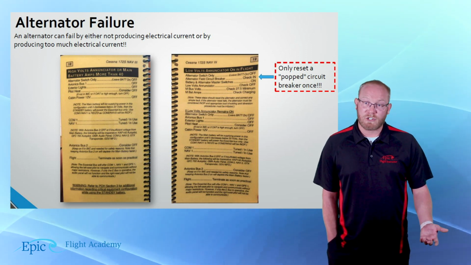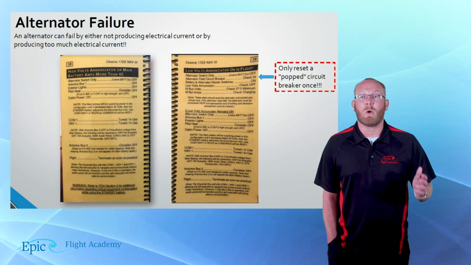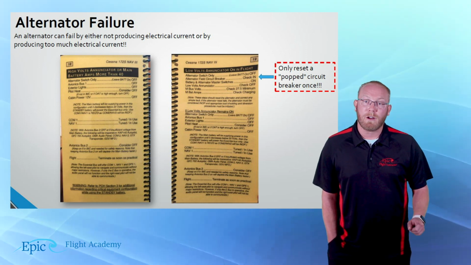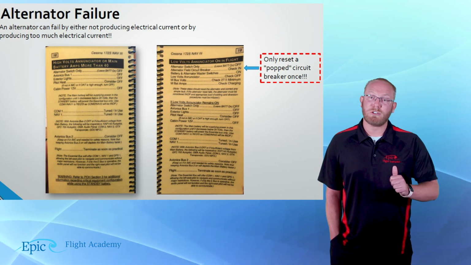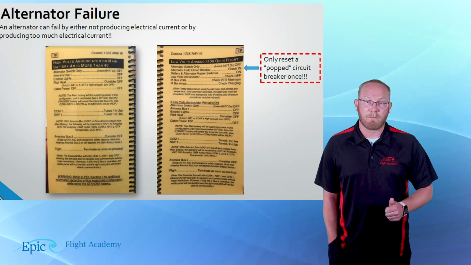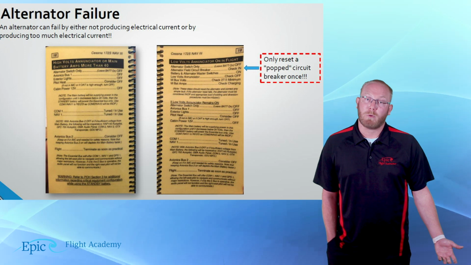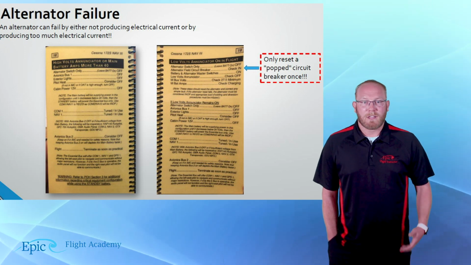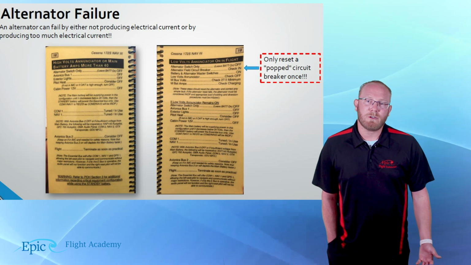One of the things on the checklist, which you'll see on the slideshow, is that you should only reset your circuit breaker one time. So if it does happen to pop out, you can push it in one more time, but you don't want to do it more than that, because if you do, that can risk a fire on board the airplane.